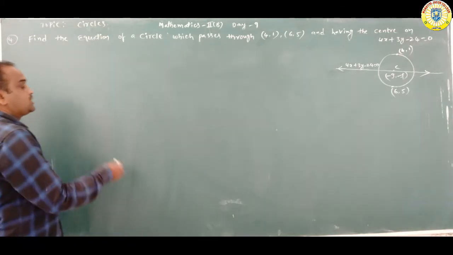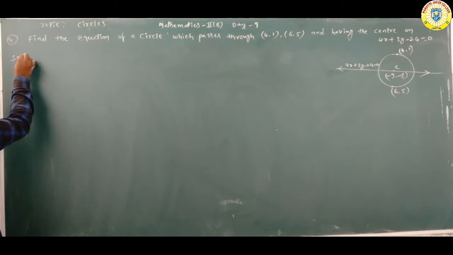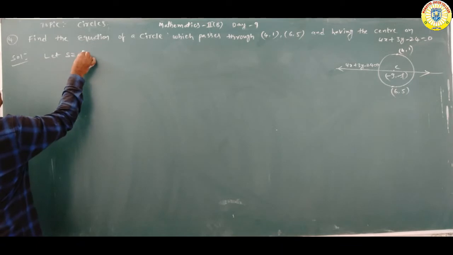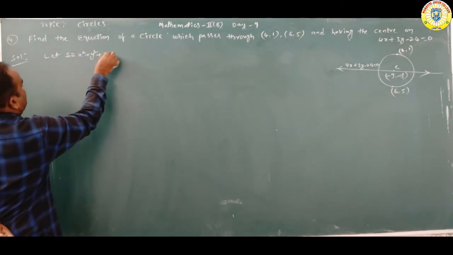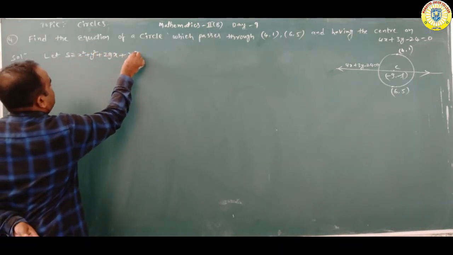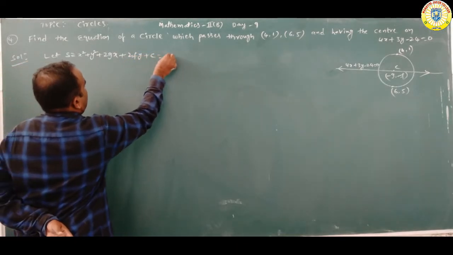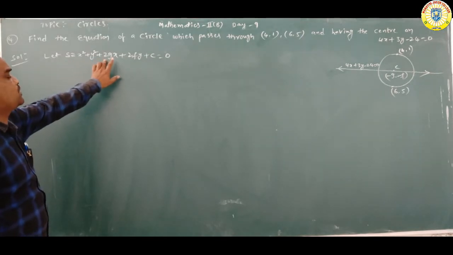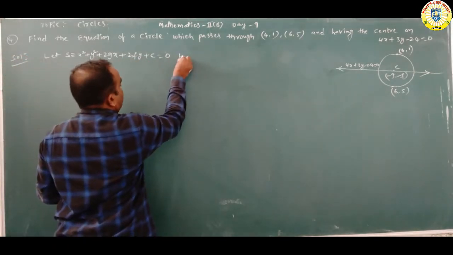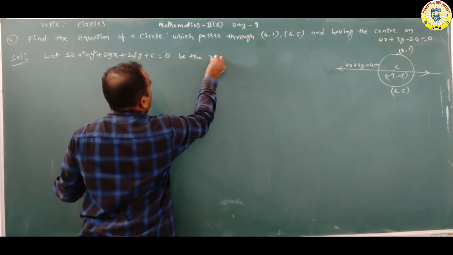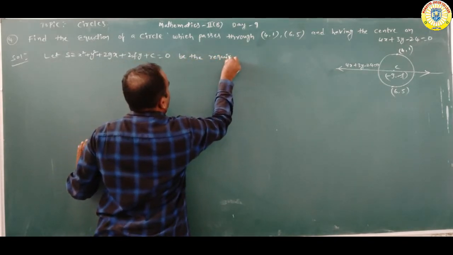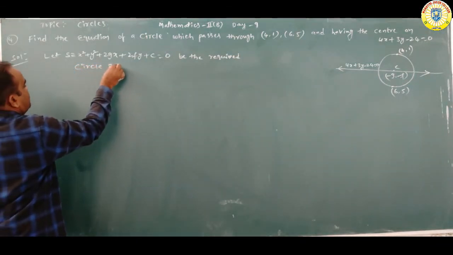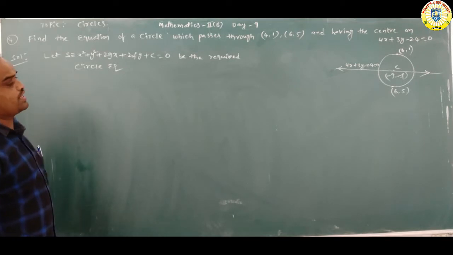Now we are finding the circle equation. See here, what is the general form of the circle, sir? Let S = x² + y² + 2gx + 2fy + c = 0 be the required circle equation. Okay? See here in our question, what is given, sir?